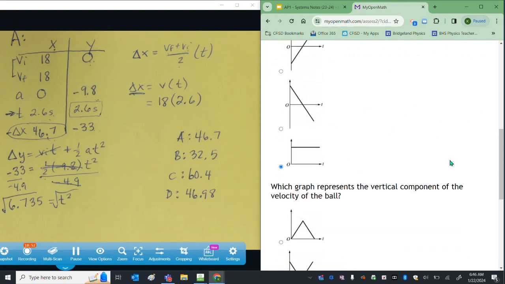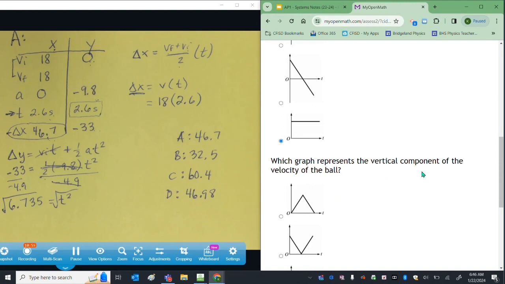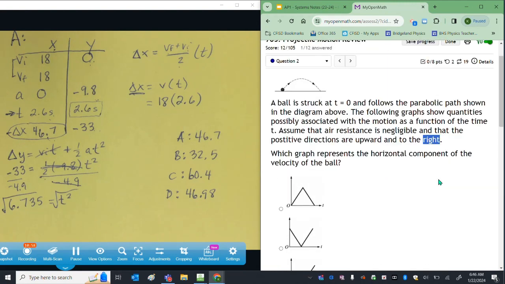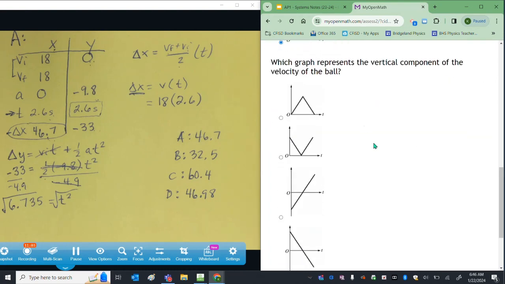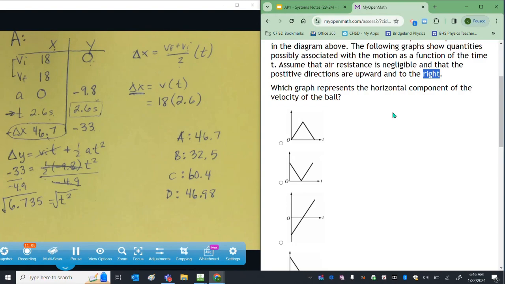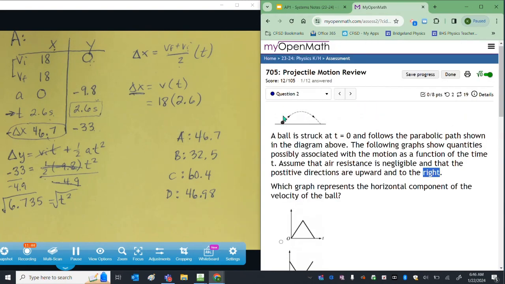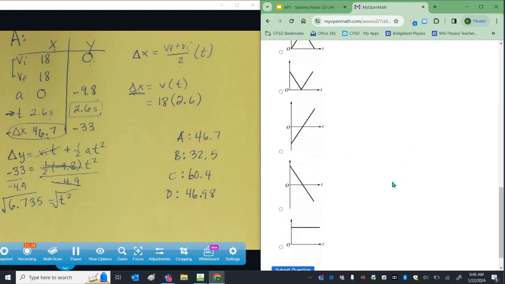Okay, this one asks which graph represents the vertical component of the velocity of the ball. Vertically, my velocity starts out upward and it ends going downward. And so it's going to go up and it's going to get slower and slower and slower. Right here at the top, we're going to stop for a split second and then we're going to go down and get increasingly faster. And so I need a velocity-time graph that shows an initial velocity that is positive, but a final velocity that's negative. I have to cross the x-axis.